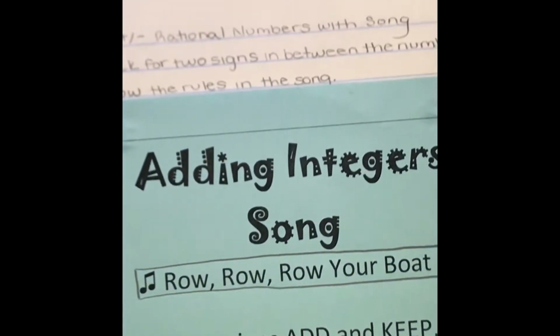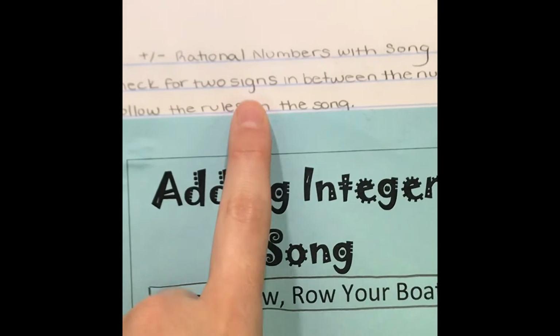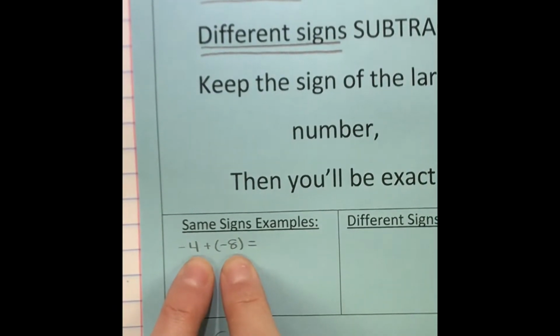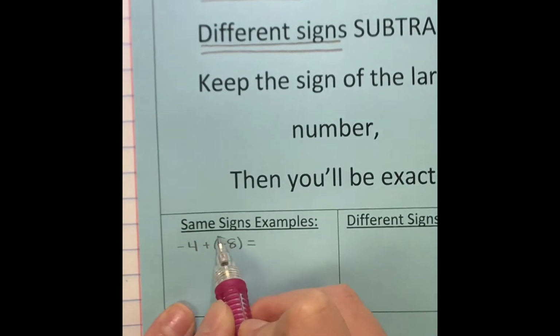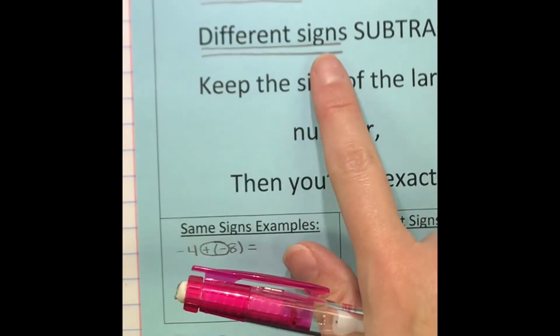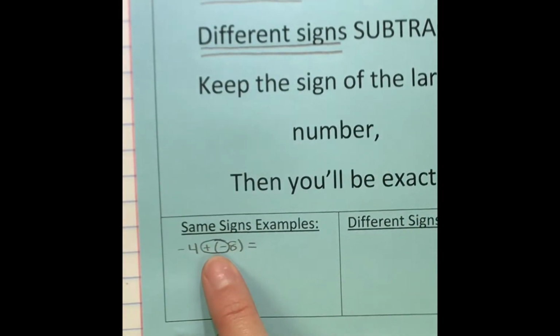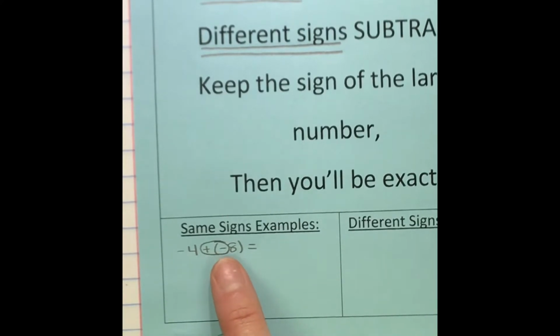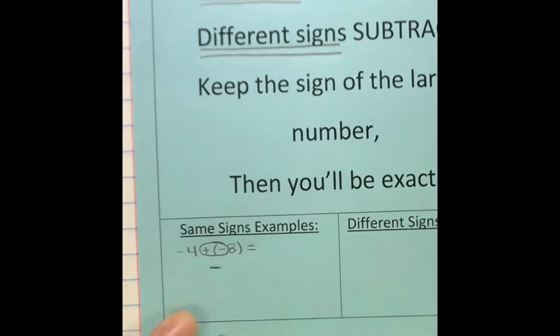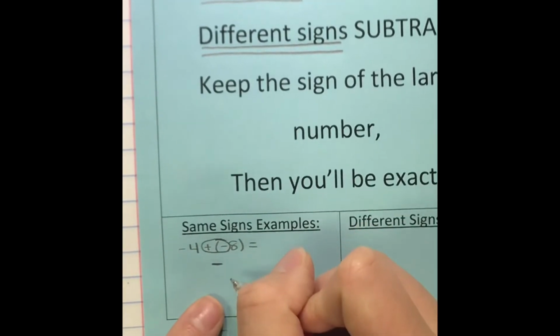So the first step said to check for two signs in between the numbers. So here's my two numbers, and it said check for two signs in between them. So in between them, I do see a plus sign and a negative sign. There are two signs. You cannot have that happen if you're going to use this song. If you're going to use this song, you can only have one sign. So we are going to change this plus and negative sign to one sign. The negative sign is going to overrule the positive, and it's just going to become a minus.